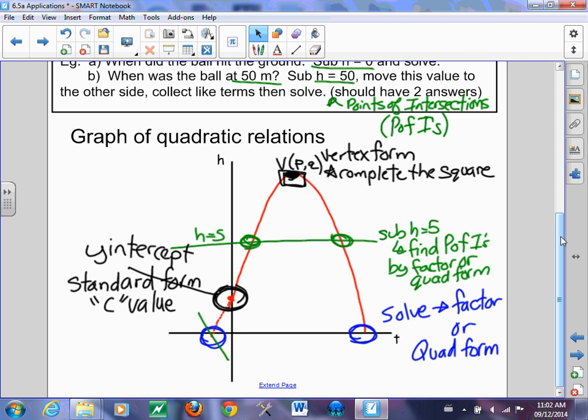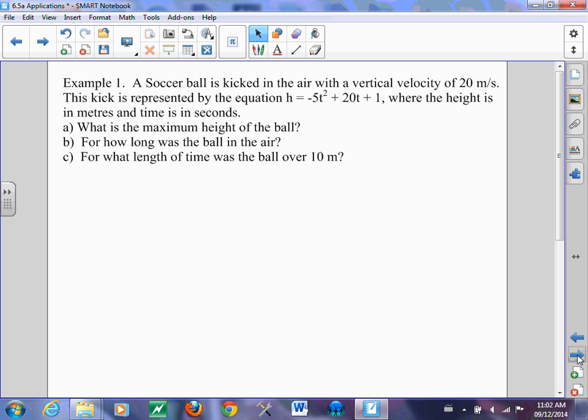We are going to be focusing on this for 2 days, so we're going to take a look at one word problem today, and then we're going to focus on a couple tomorrow in tomorrow's lesson. Okay, let's get started. Example 1: a soccer ball is kicked in the air with a vertical velocity of 20 meters per second. The kick is represented by this equation where h is the height in meters and t is the time in seconds. Okay, so before I even read any question, let's see what we know.